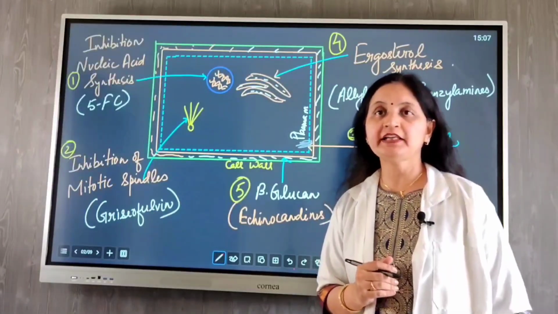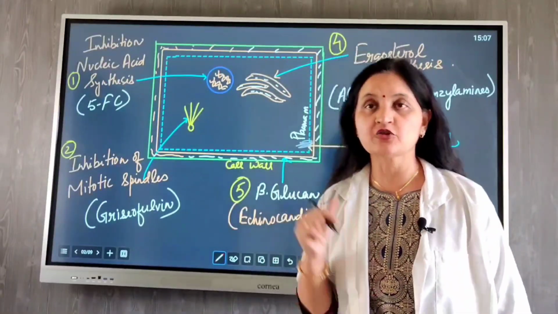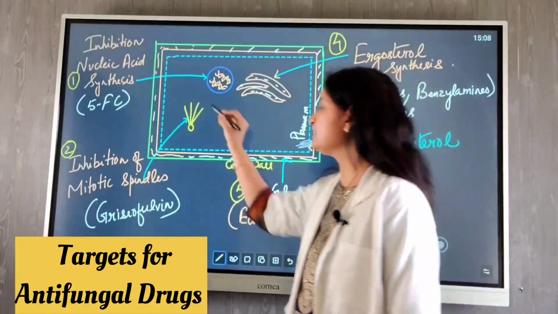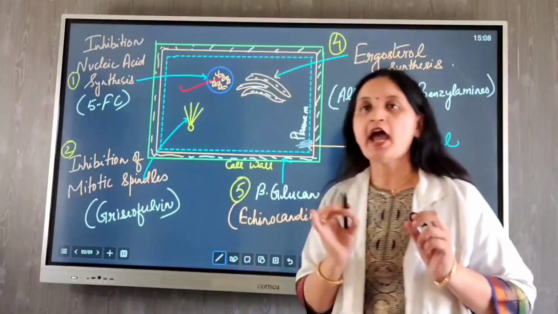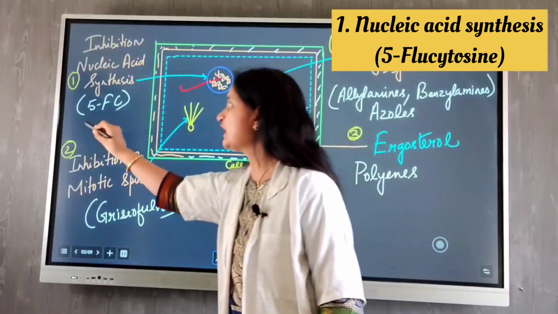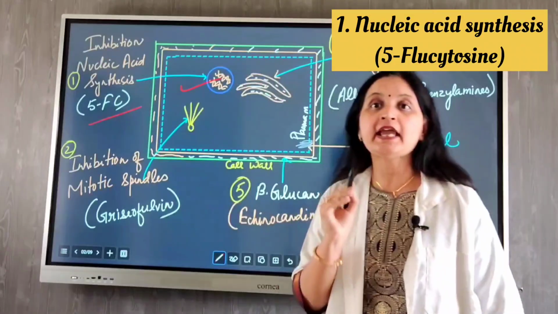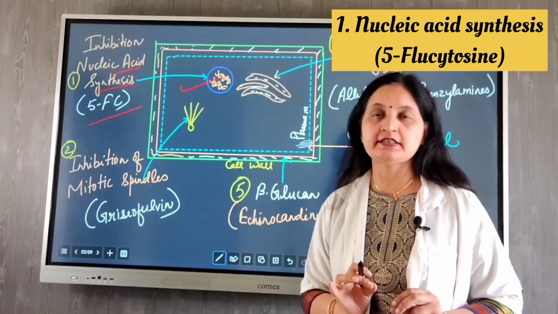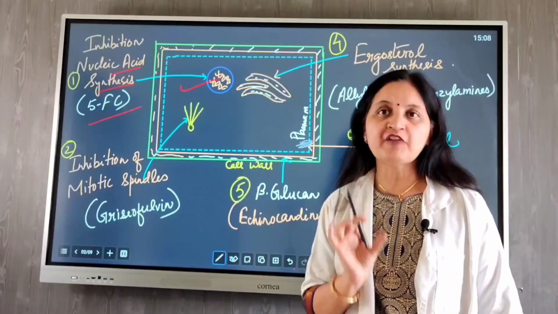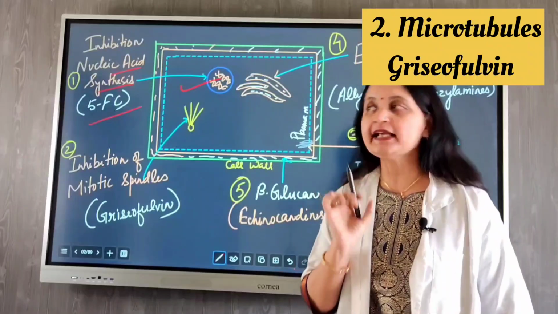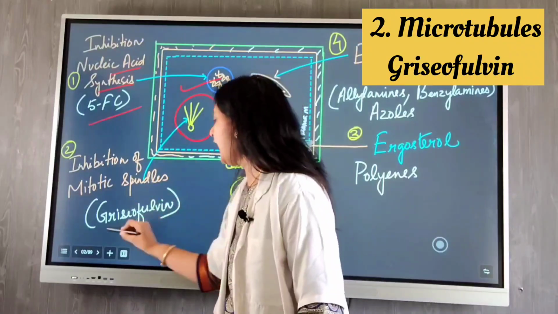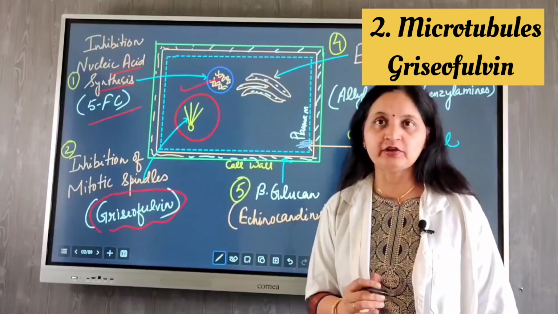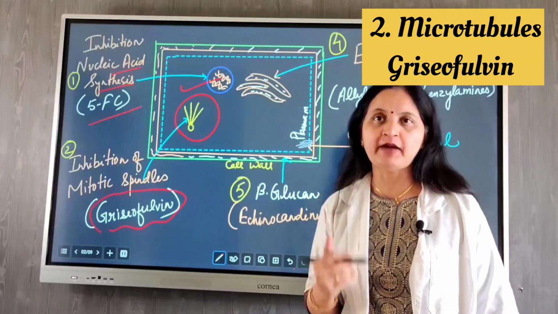The currently available antifungal drugs have unique cellular targets. This is a figure which shows the targets for drug action. The first target is nucleic acid synthesis inhibition. The antifungal drug 5-flucytosine inhibits nucleic acid synthesis. By inhibiting DNA and RNA synthesis, it inhibits fungal genetic replication. The second target is microtubules. The antifungal drug griseofulvin binds to microtubule associated protein, thus inhibiting cell division and mitosis.